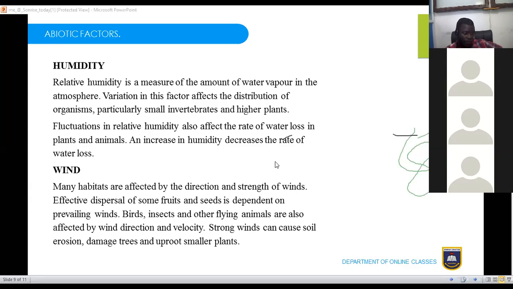In real life, the wind ravages people's buildings, markets, churches, and places of gathering. The wind has a very disastrous impact. You remember the infamous June 3rd disaster that happened in Accra, all right? So the wind is very important in life. Strong winds can cause soil erosion. They can damage trees and uproot smaller plants.